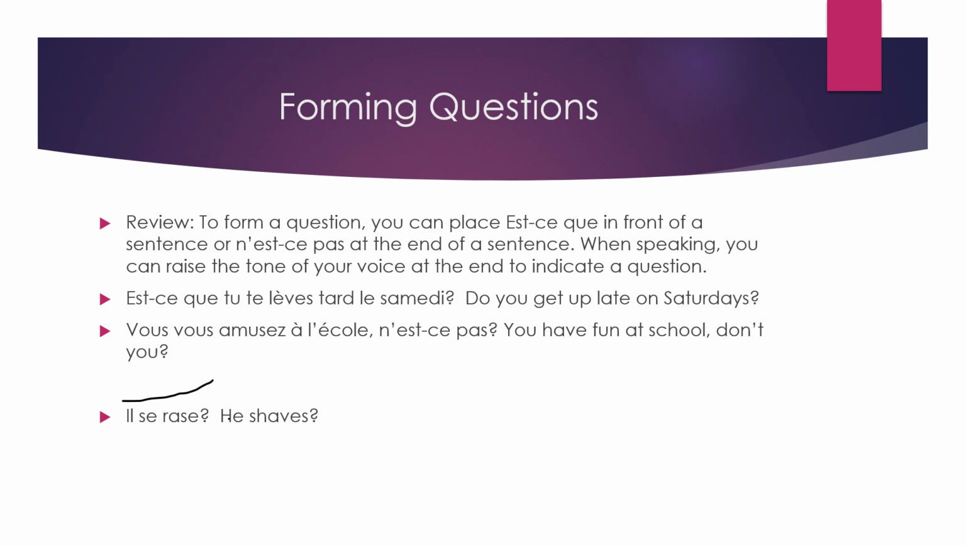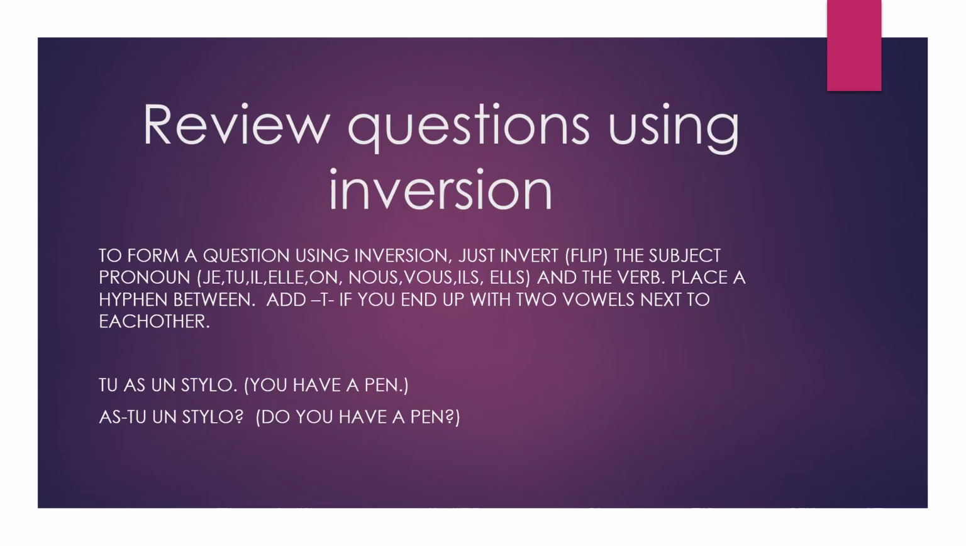Okay, and I kind of hand wrote this, il sera, right, to indicate that it's a question when you're speaking. So now let's review questions using inversion. To form a question using inversion, you just invert or flip the subject pronoun and the verb. You place a hyphen between. You add t if you end up with two vowels next to each other. This is just the same way that you have learned this for regular verbs, and reflexive verbs are no different.